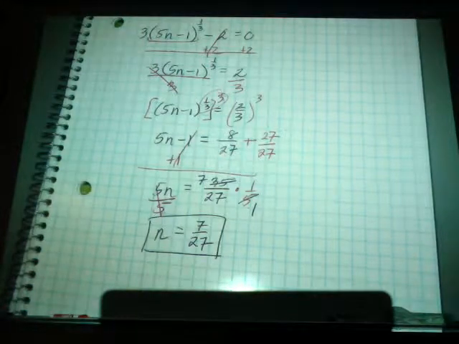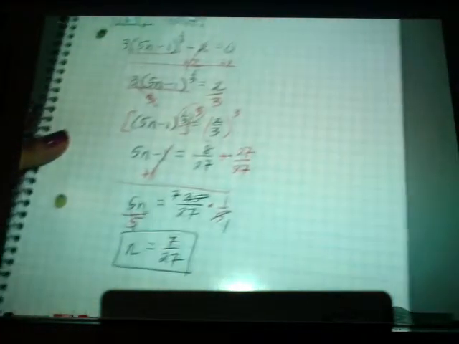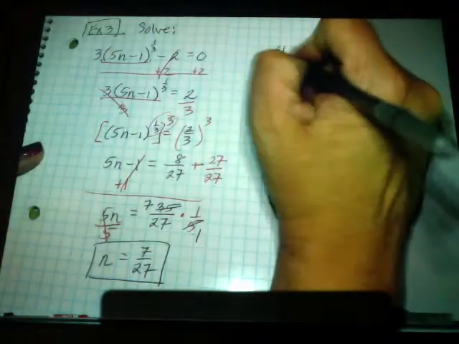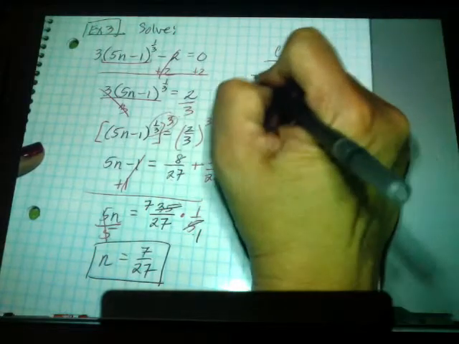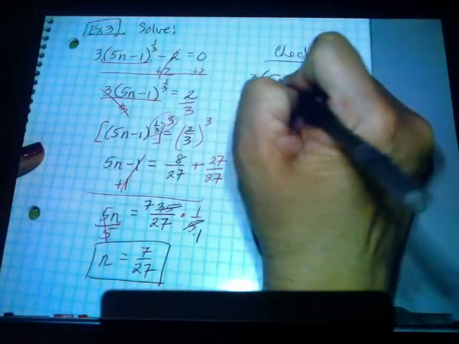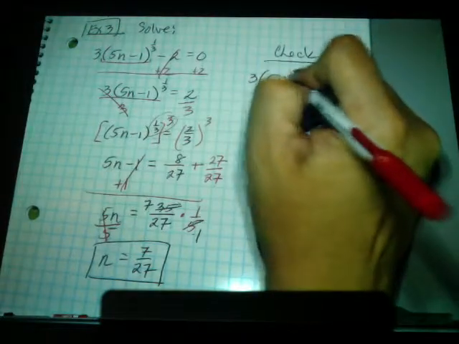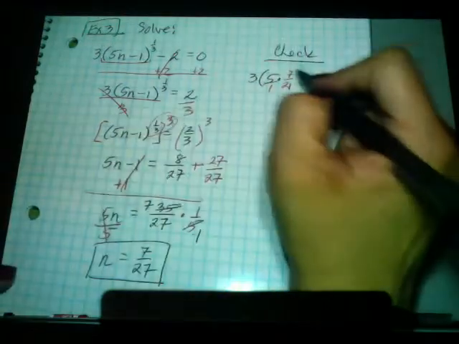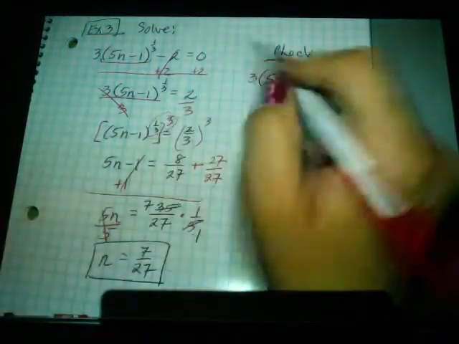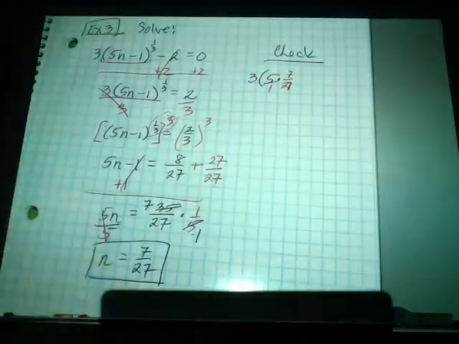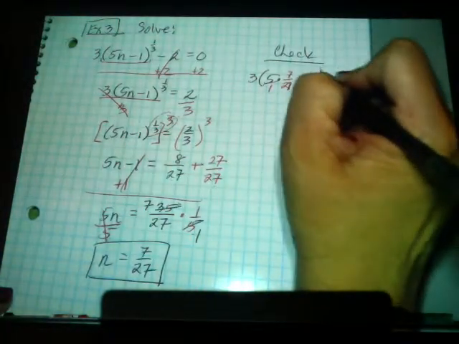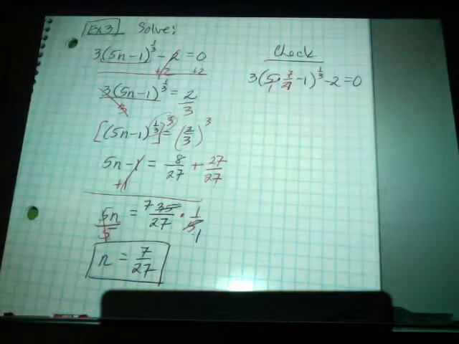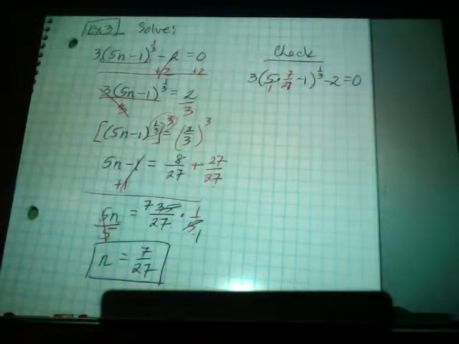Do I know if that's a correct answer? No. And you're not going to like the check, but you are going to have to check it because it might not work. So here goes our check. So this is a fraction 7 over 27. So I'm going to put the 5 over 1. And then minus 1 raised to the 1/3 minus 2 equals 0. Now we're not going to move anything right or left because we're checking. So the right side should always remain 0.